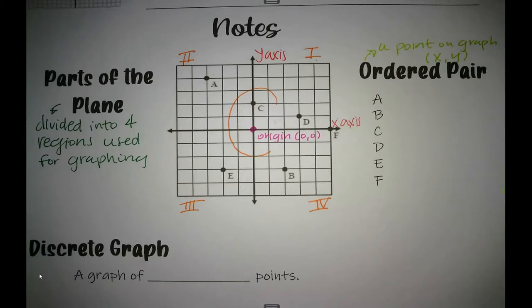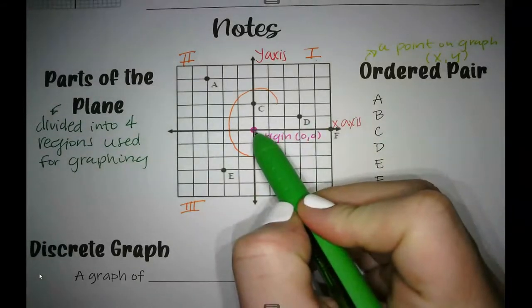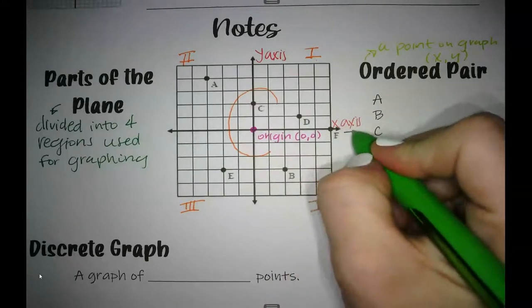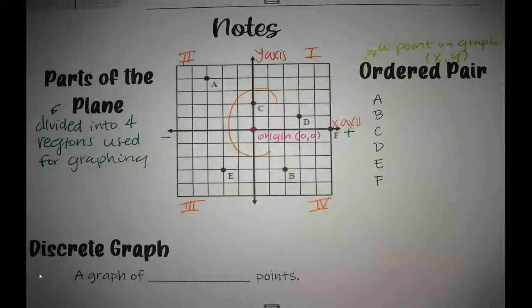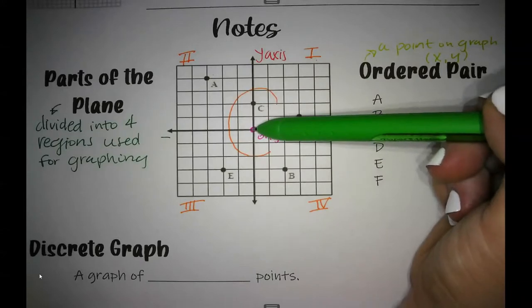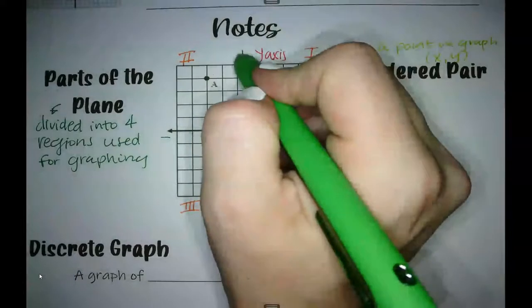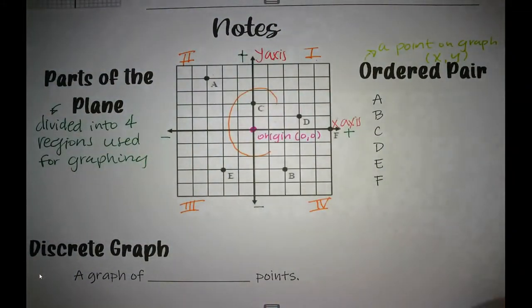So A, oh, I forgot to label earlier. Remember, if we are starting at the origin and we are going along the x-axis to the right, we are going positive. And if we are going to the left, we are going negative. And if we are going from the origin and going up, we are going positive. And when we are going down, we are negative. And that will help us with our ordered pairs. So let's look at these.